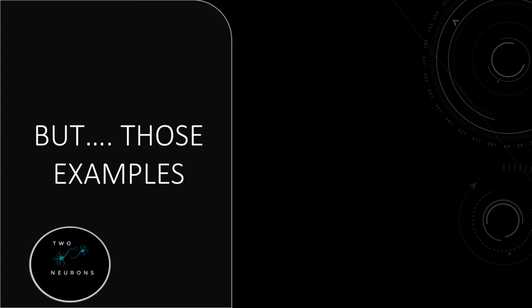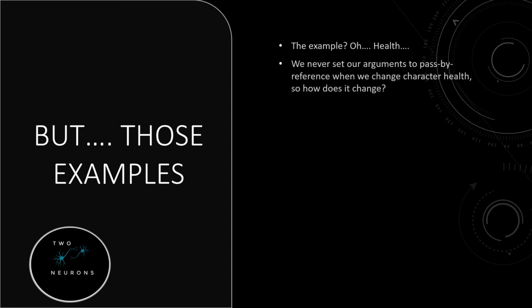So those examples, they have a bit of a problem, don't they? Wait, what about those examples might be problematic? Oh, health. Yeah, don't we do something similar to that already? But we never set our arguments for our change character health to be passed by reference. So when we change the character health, how does it change overall?